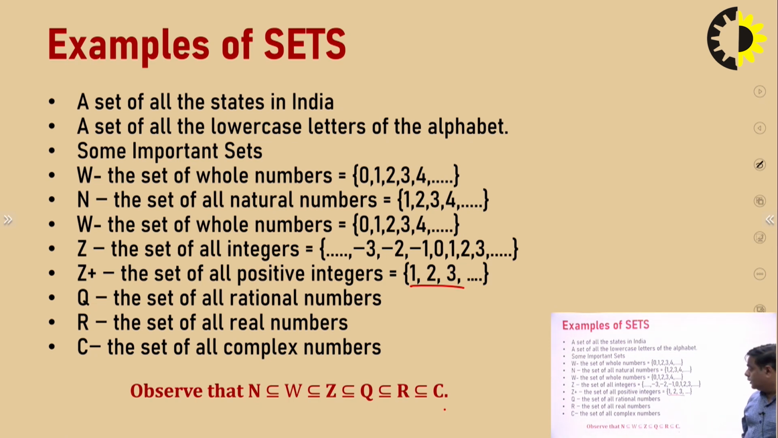You can see N is a subset of whole numbers, whole numbers is a subset of integers, integers is a subset of rational numbers, rational numbers is a subset of real numbers, and real numbers is a subset of complex numbers. So, this is the largest set. If you compare all these sets of numbers, the set of complex numbers will be the highest set, having the highest number of elements.